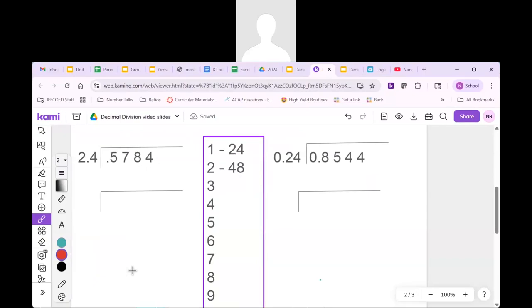All right, guys. Here I see that I have the dividend point. There really should be a 0 in front of it, right?